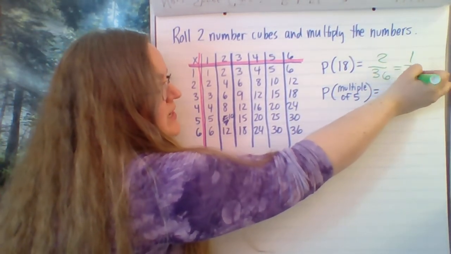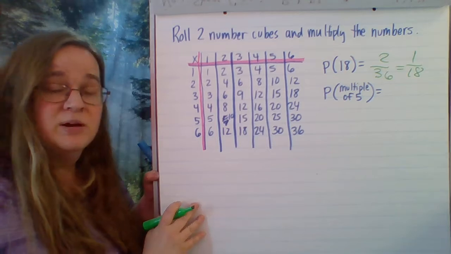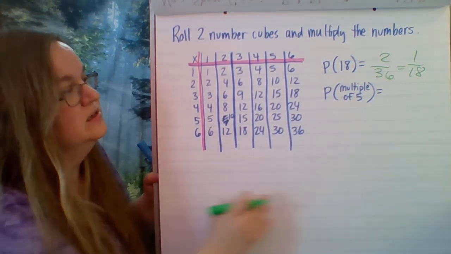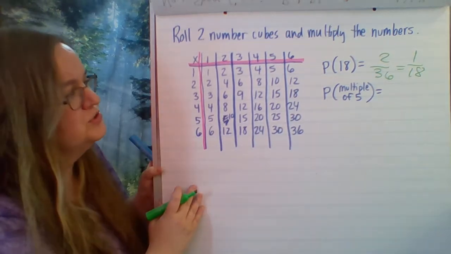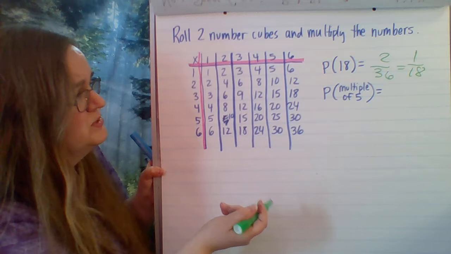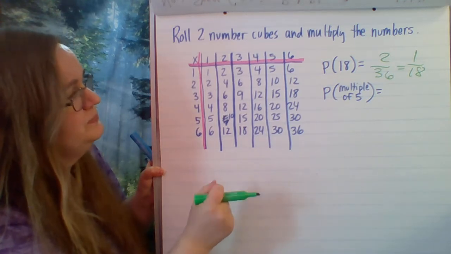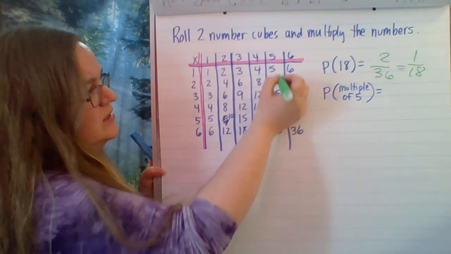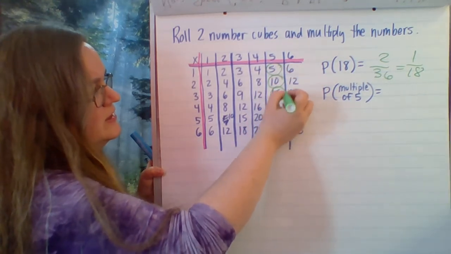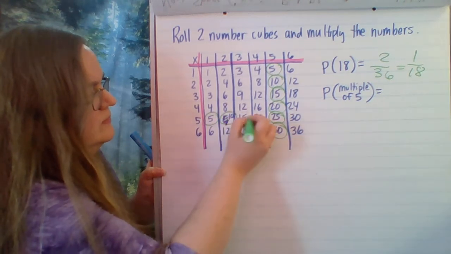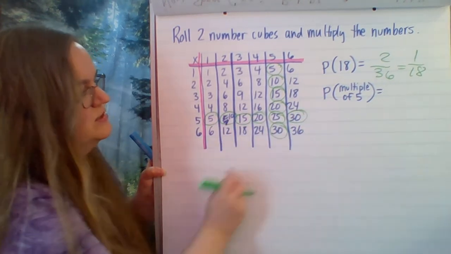So 2 out of 36, if I simplify that, my probability of getting an 18 as a product is going to be 1 out of 18. Okay, let's say I needed to do multiples of 5. Well, if I'm doing multiples of 5, then I would circle the multiples of 5, and then I could figure that out. Okay. And then I just count. And that's all the multiples of 5.